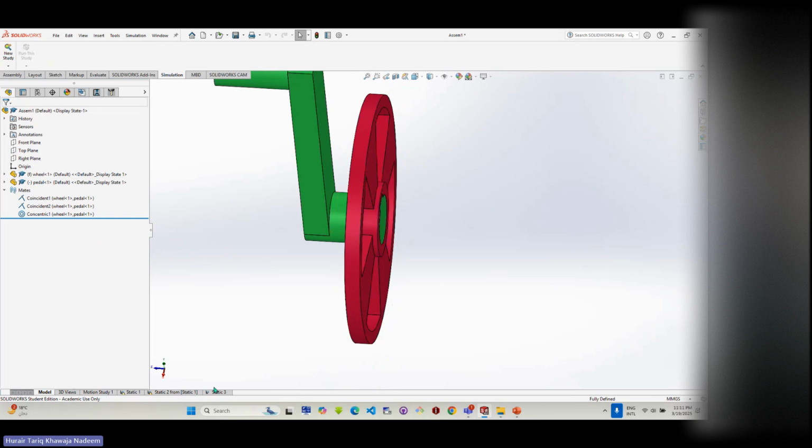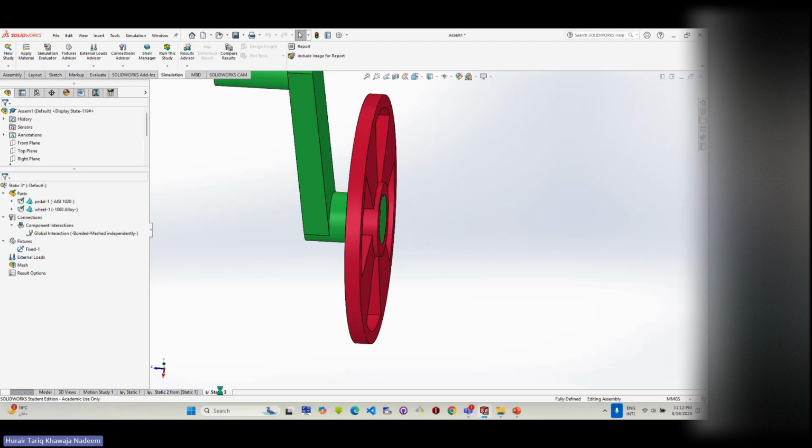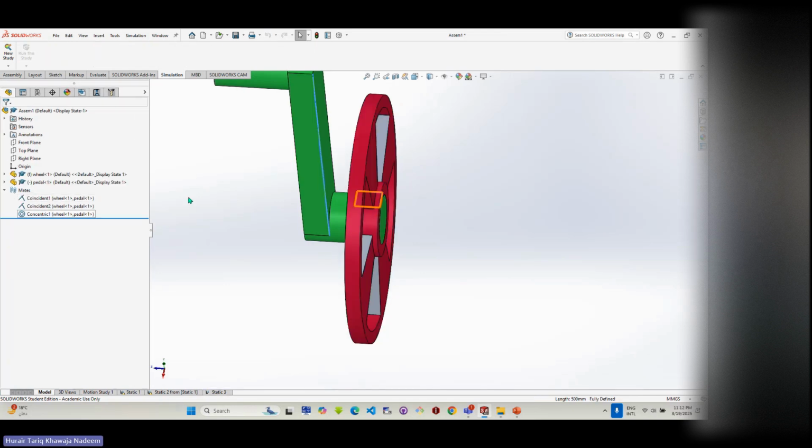It has nothing to do with this F. Remember, whenever you come to static simulation, these mates don't work, okay? It doesn't mean that these mates are going to make it fixed. These mates are gone. You can assume that they are gone, and this fix is also gone. So although it looks like it's fixed, when it's going to do the simulation, these mates and this fix have no effect on the simulation, okay?